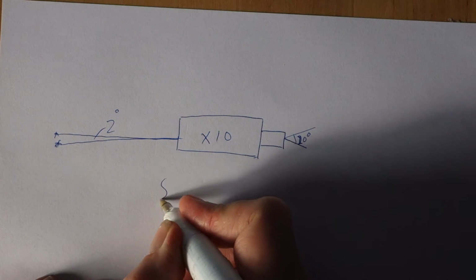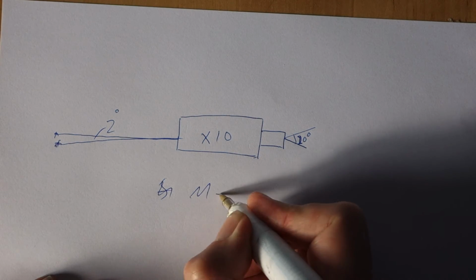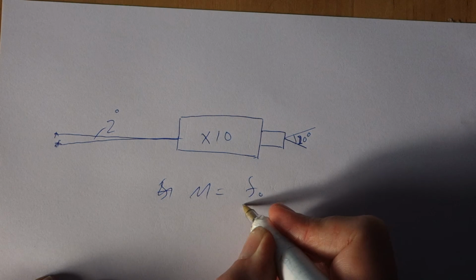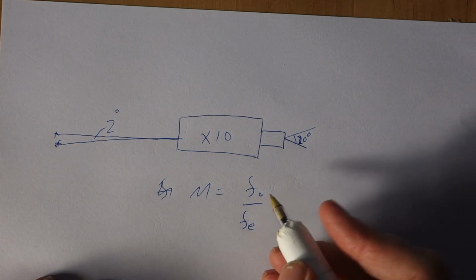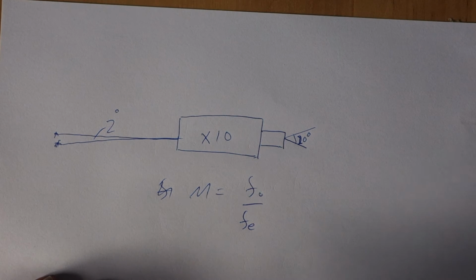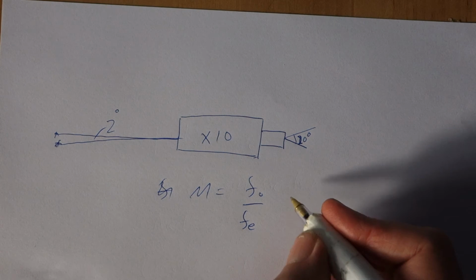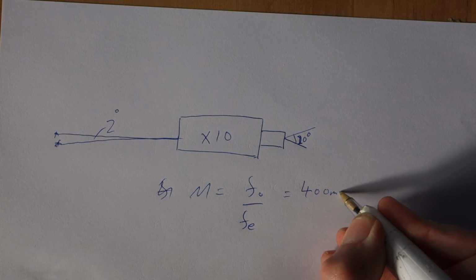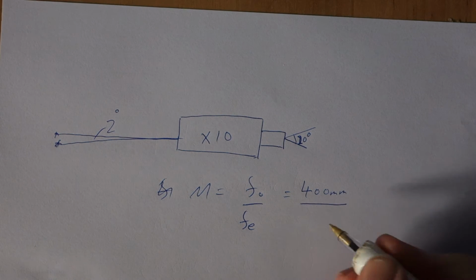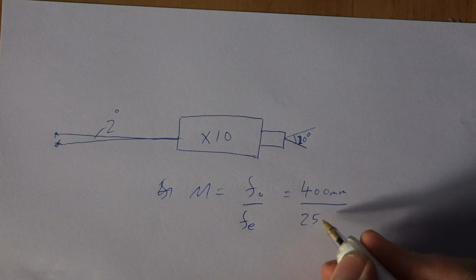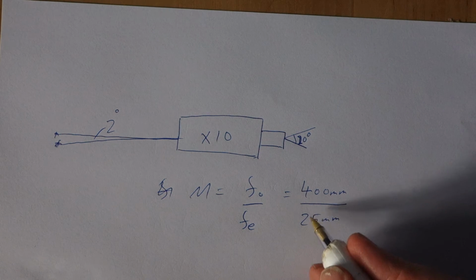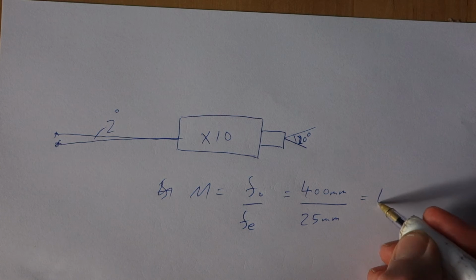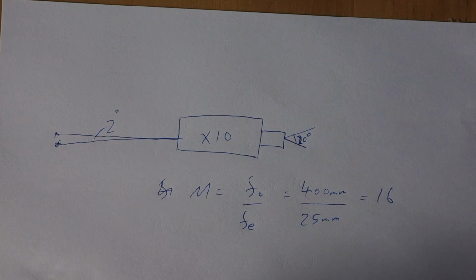It's a very simple equation. The magnification of a telescope is simply FO over FE. So FO is the focal length of the objective lens and FE is the focal length of the eyepiece lens. I've got a little cheap telescope, has a 400mm objective lens, and the lower power eyepiece is 25mm. 25 goes into 400 16 times. So it gives an angular magnification of 16 times.